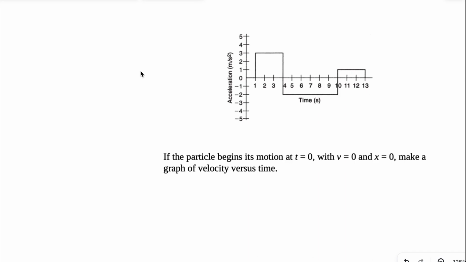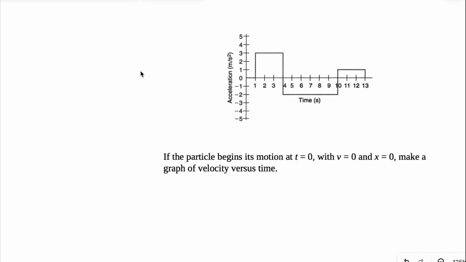Okay, the next question. This question is really important from the AP Physics 1 and GCSE Physics perspective, and it belongs to the hard category of questions. So let's see. If the particle begins its motion at t = 0 with v = 0 and x = 0, make a graph of velocity versus time.